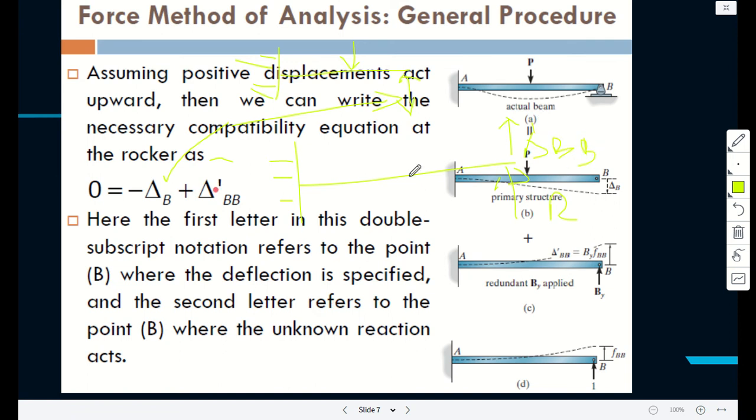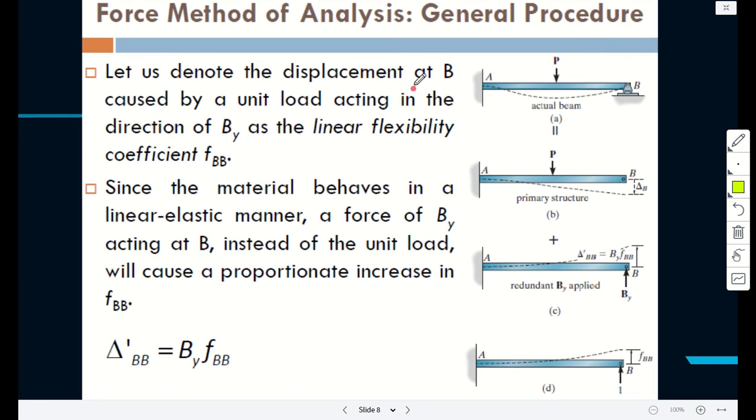Then let's delve a little bit in detail into how to evaluate this value of delta BB, and that's where we are going to introduce the flexibility coefficient. So let us denote the displacement at B. So assume point B, and we use this a lot, the principle of virtual work. Assume there's a unit load acting in the direction of By as the linear flexibility coefficient FBB. So FBB is as if there was a unit load. And why do we want to do that?